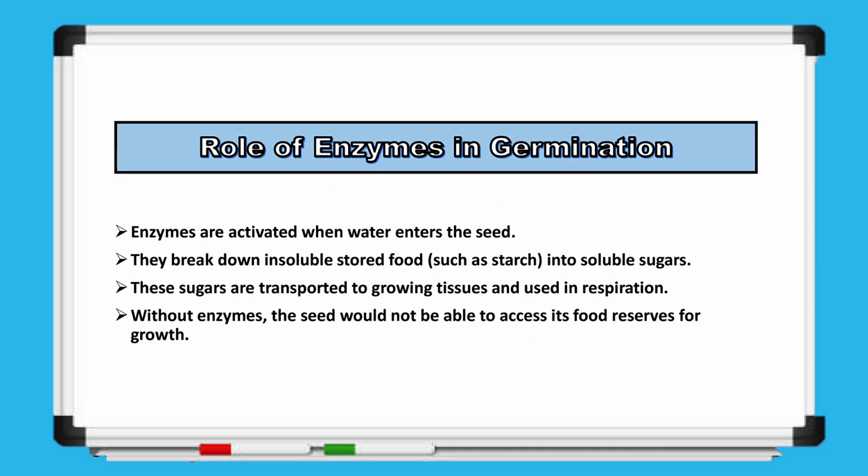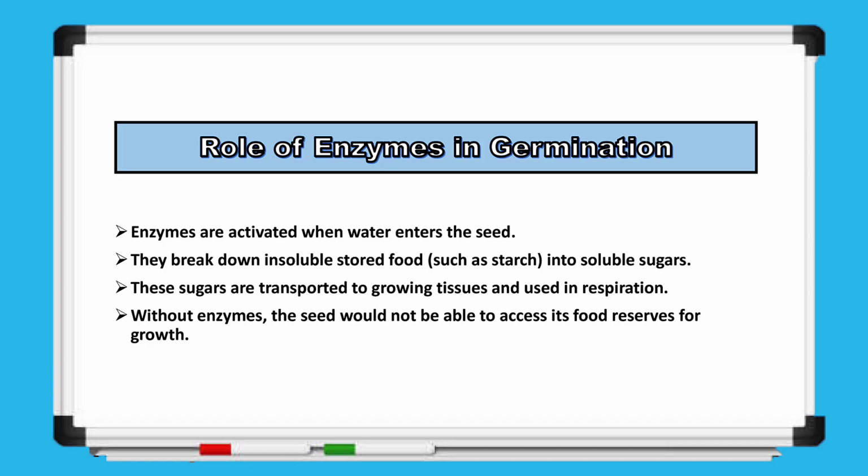Enzymes play a very important role in germination. When water enters the seed, enzymes become active and begin breaking down insoluble stored food such as starch into soluble sugars. These sugars are transported to the growing tissues and used in respiration to release the energy required for growth and development. Without the action of enzymes, the seed would not be able to use its stored food reserves and germination would not occur.